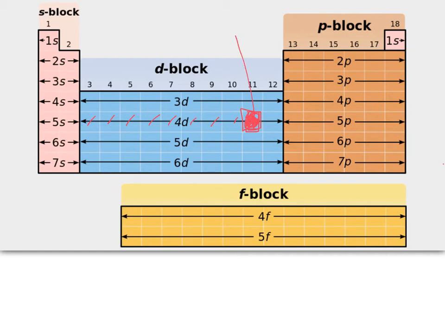So that element, if it is neutral, will end with electron configuration 4d9. Of course, the complete electron configuration for that element would be 1s2, 2s2, 2p6, 3s2, 3p6, 4s2, 3d10, 4p6, 5s2, 4d9.